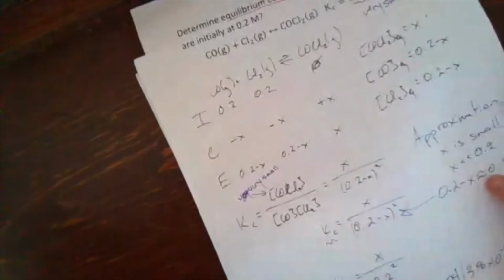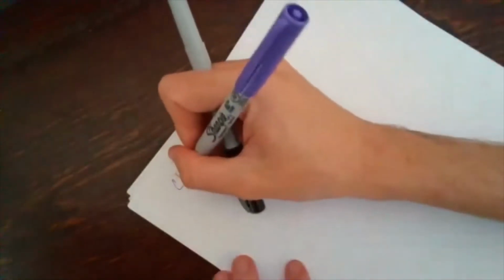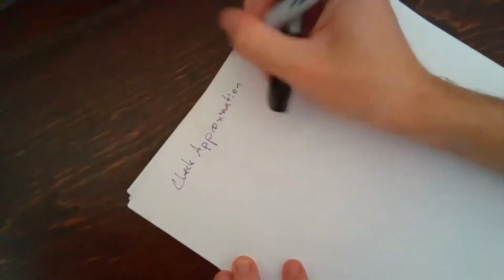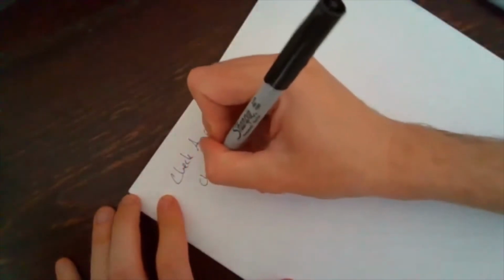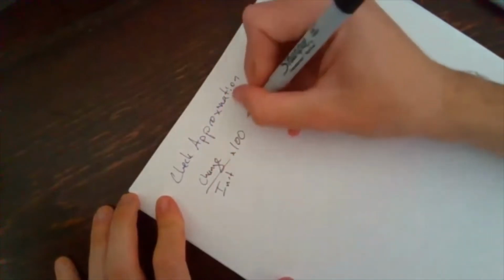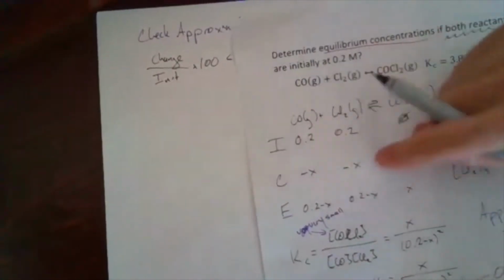The thing is, we do have to check our work. We can't just willy-nilly be making approximations. We approximated that 0.2 minus x is 0.2, and we want to check to see if that is valid. Whenever you make an approximation, which you should do whenever you can, you've got to check it. So what we want to look for is change divided by initial times 100. I'm going to get a percent, and I want to make sure that's less than 5%. When I say change and initial, I'm talking about the ICE table.